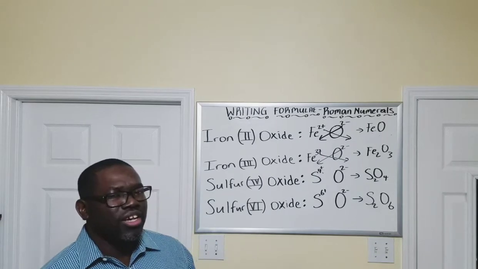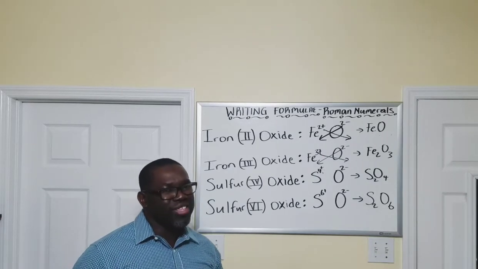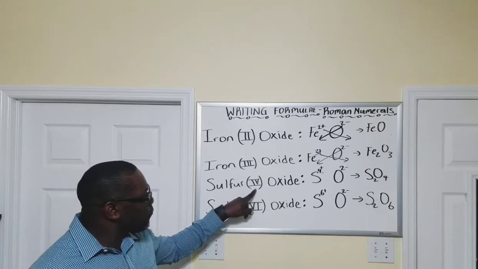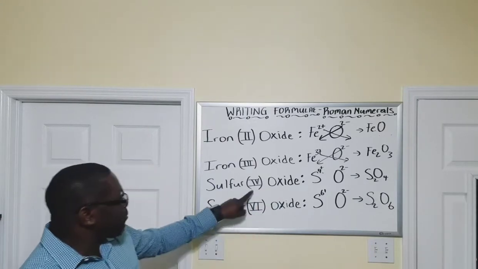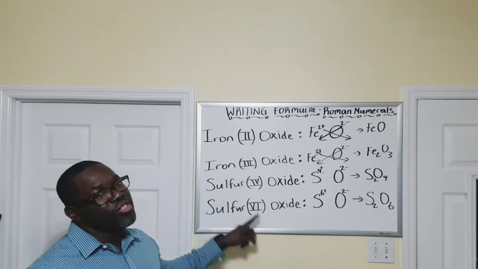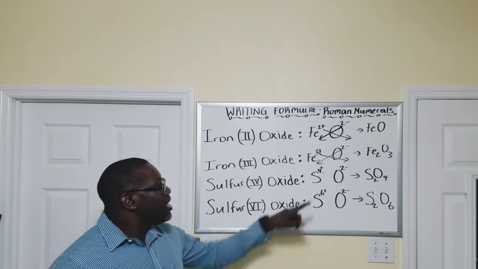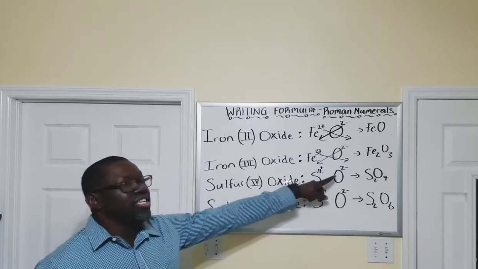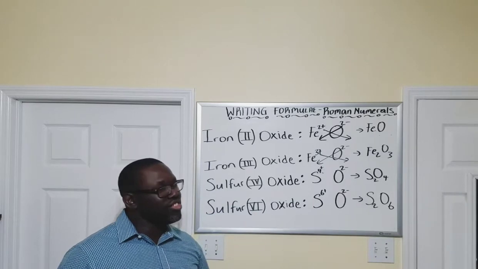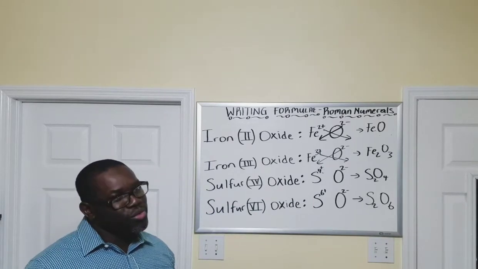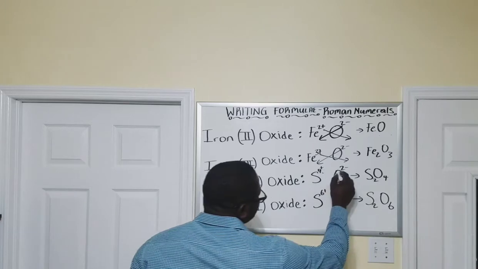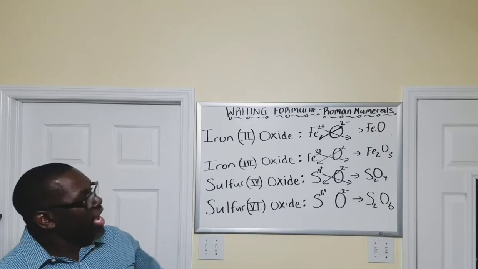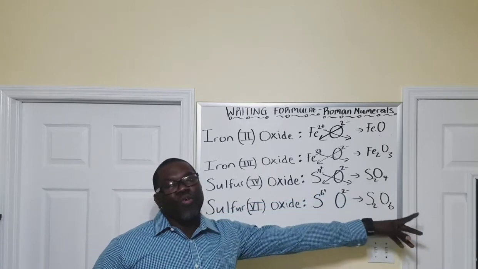Now let us just continue a little bit more to make sure we have this thing under lock and key. Here's a third example. Sulfur 4 oxide. Now this 4 comes after the sulfur. So it tells you that the sulfur has a 4 plus charge. Okay? So the oxide is still 2 minus. That has not changed. So first, to write the formula, we swap the charges again. You got it. Now when we do that, we end up with S2O4.